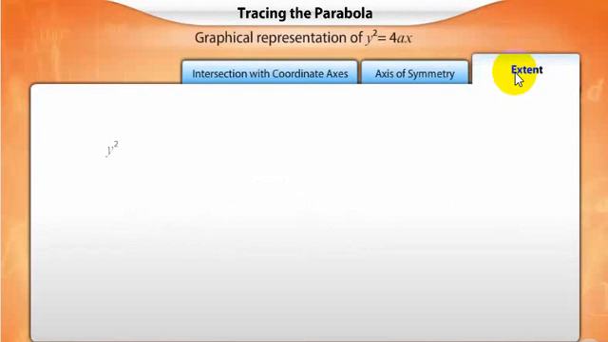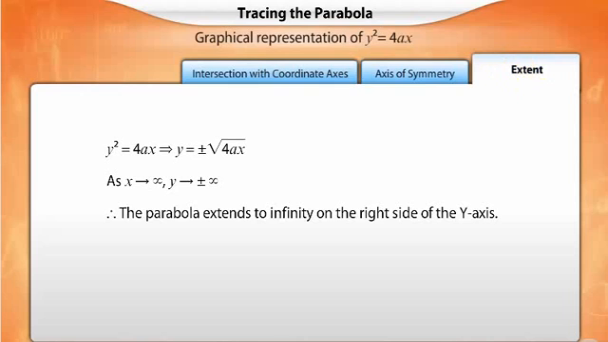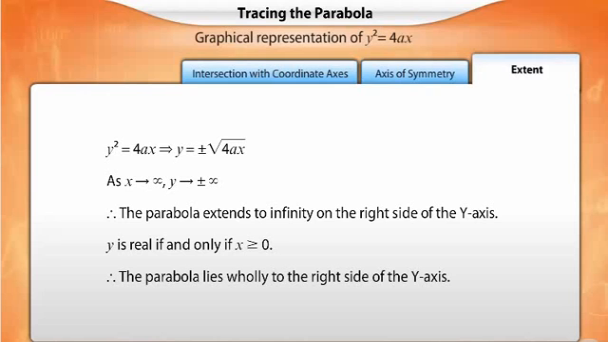For the parabola y square equal to 4ax, y is equal to plus or minus square root of 4ax. So, as x increases, the positive values taken by y increase, whereas the negative values taken by y decrease. Hence, the parabola extends to infinity on the right side of y-axis. Also, y is real if and only if x is non-negative. So, the parabola lies wholly to the right side of y-axis.